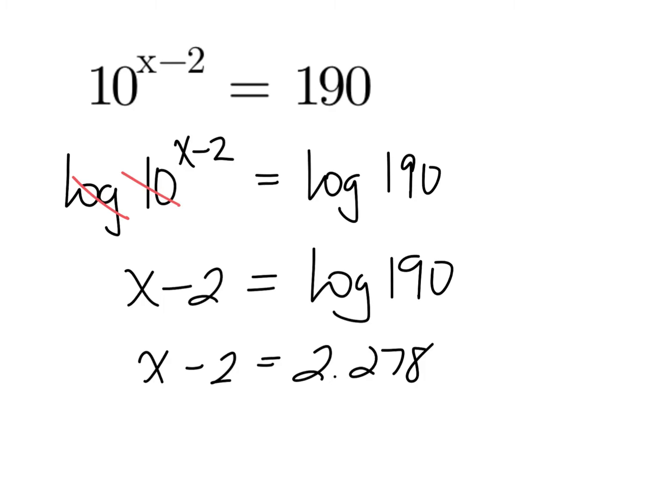Then we're going to finish up by adding 2 to both sides in order to get the minus 2 to cancel. So x will equal 4.278.